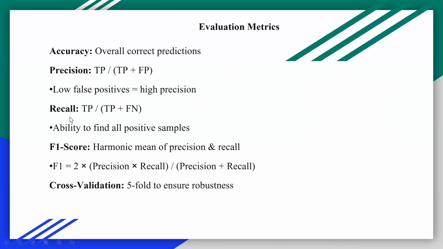F1 is another evaluation method: F1 equals 2 times precision times recall over precision plus recall. Five-fold cross validation ensures robustness.